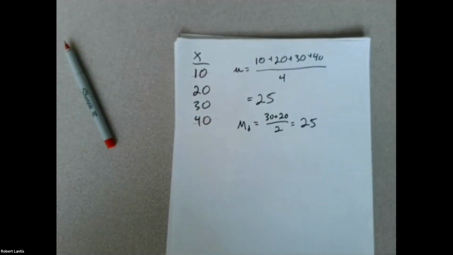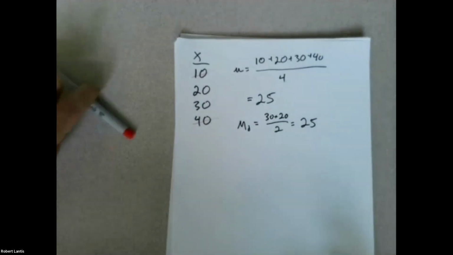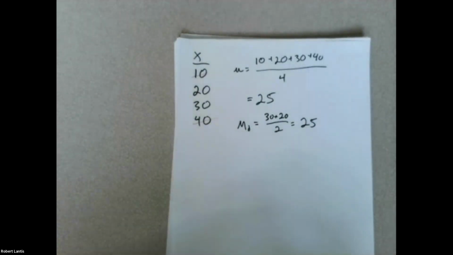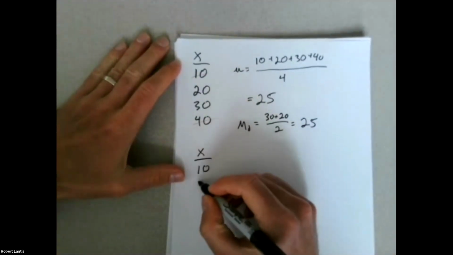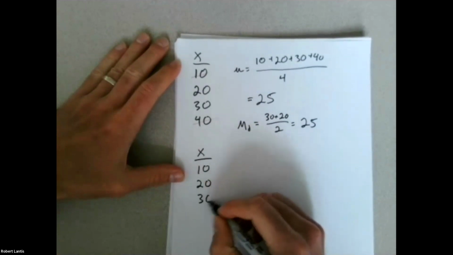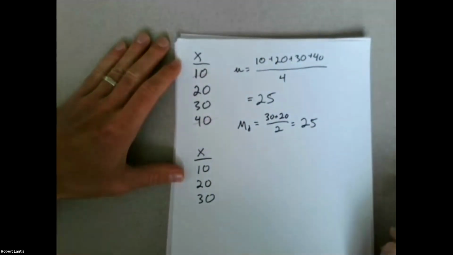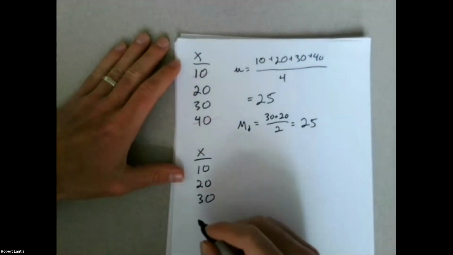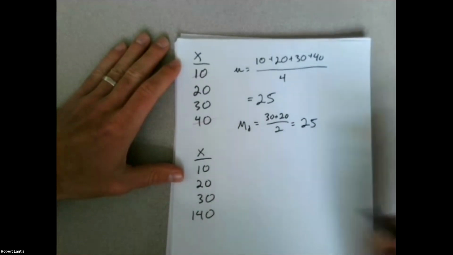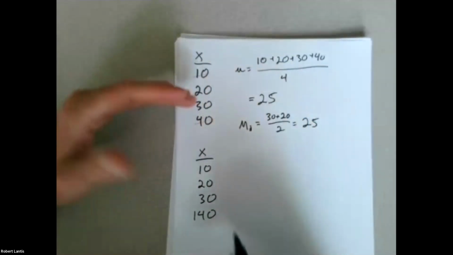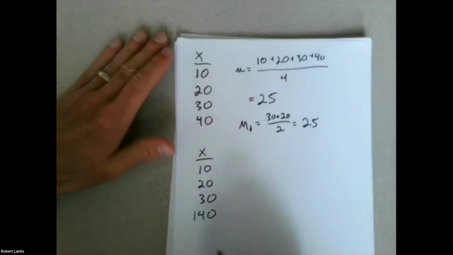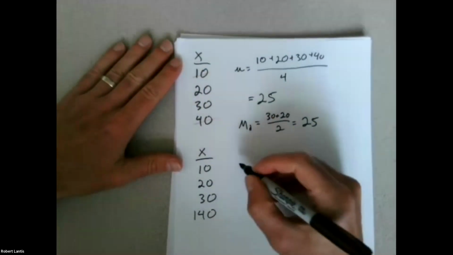Okay. So how is the median influenced by outliers differently than the mean? So let's say I had a second data set. Looks very similar. So 10, 20, 30, and oh, I don't know, let's say I want to do 140. So most of the data is still the same. Most of the data is a relatively small value, but there's really one extreme outlier here.